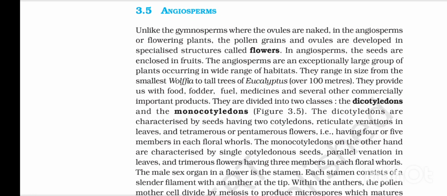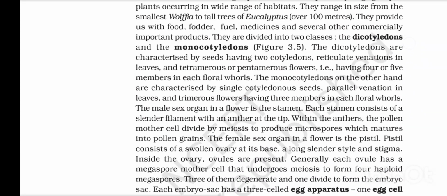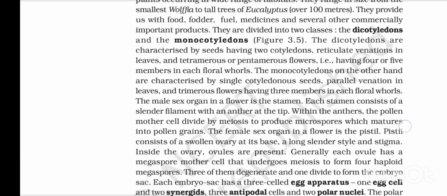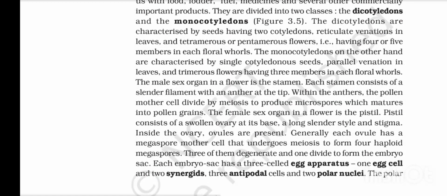The dicotyledons are characterized by seeds having two cotyledons, reticulate venation in leaves, and tetramerous and pentamerous flowers, that is, having four or five members in each floral whorl. The monocotyledons, on the other hand, are characterized by single cotyledon seeds, parallel venation in the leaf, and trimerous flowers having three members in each floral whorl. The male sex organ in a flower is the stamen. Each stamen consists of a slender filament with an anther at the tip.